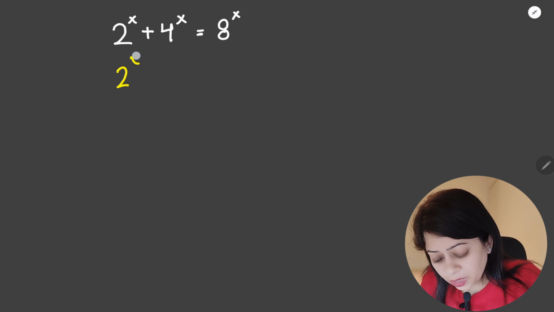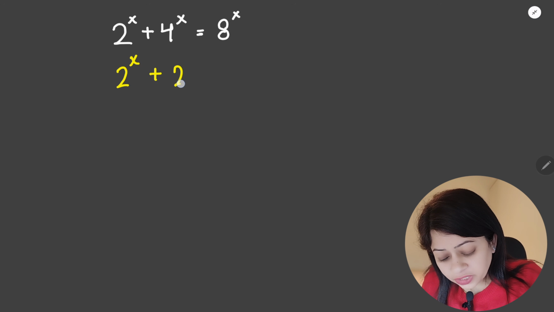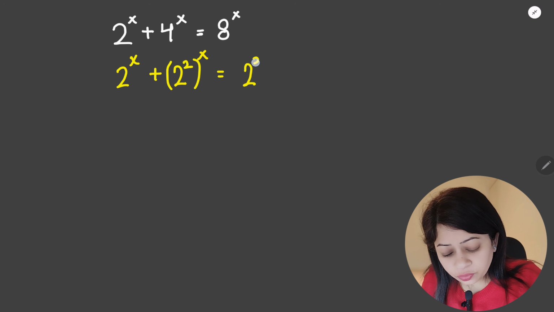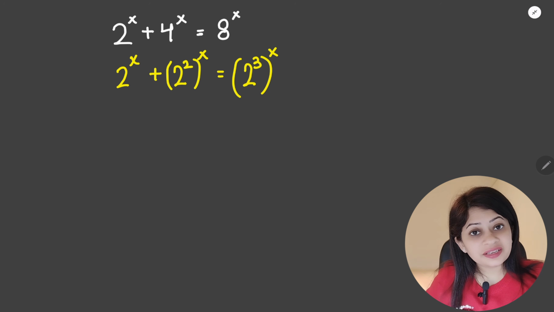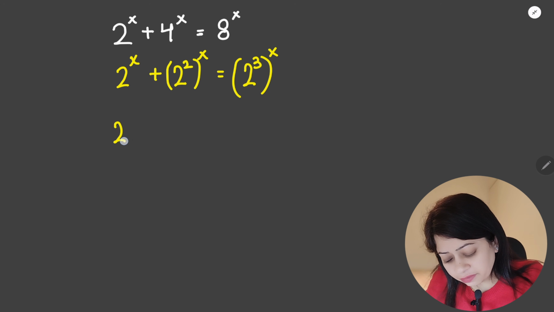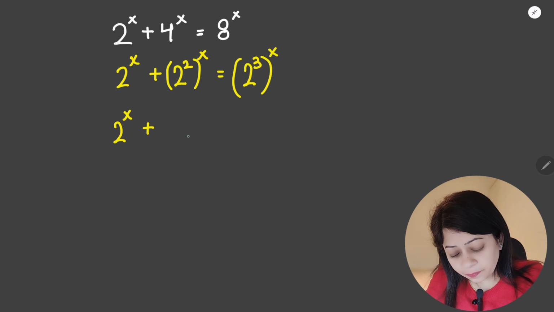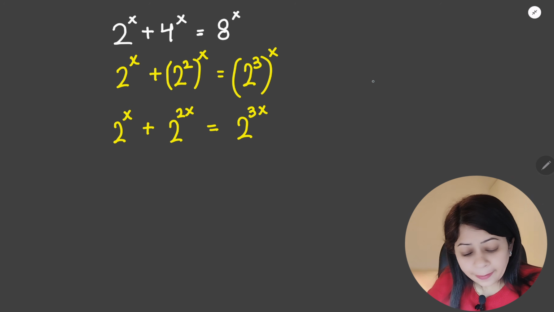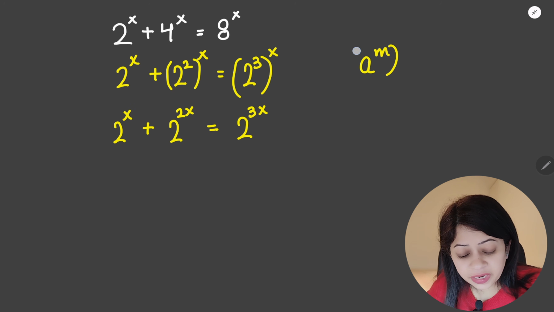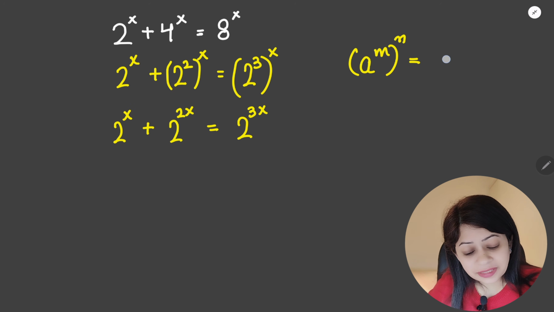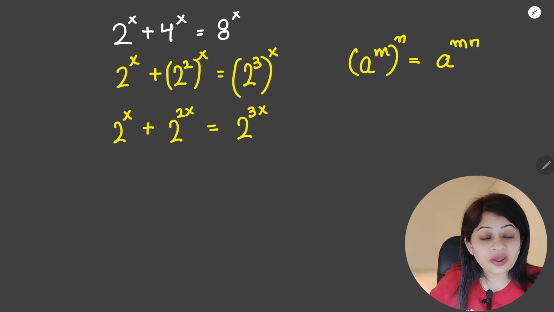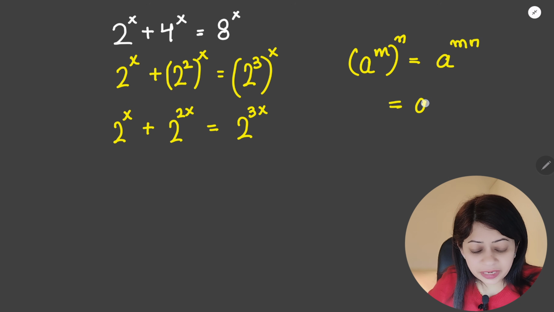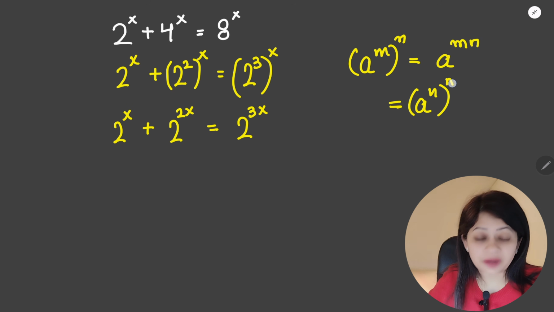So this is 2 raised to power x, and what is 4? 4 is 2 square, 2 square raised to power x, and what is 8? It is 2 cube raised to power x, right? So now next step is, what can I write? 2 raised to power x plus 2 raised to power 2x is equal to 2 raised to power 3x, right? Why? Because a raised to power m raised to power n can be written as a raised to power mn, or at the same time we can write it as a raised to power n raised to power m.